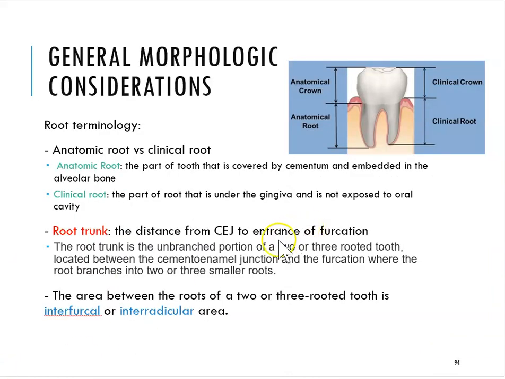Okay, let's talk about root morphology now. Before we get into a deep root discussion, let's just look at the difference between an anatomic root versus a clinical root. So let's look at this picture over here. Anatomic root is actually the part of the actual root, basically the part that is fully covered by cementum, and it's the part that's inside the bone. But if you look at clinical root, do you see how it's higher like that?